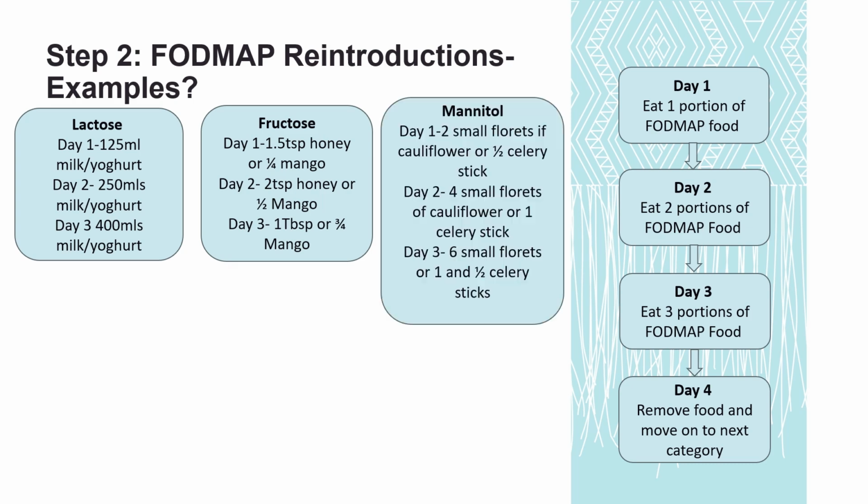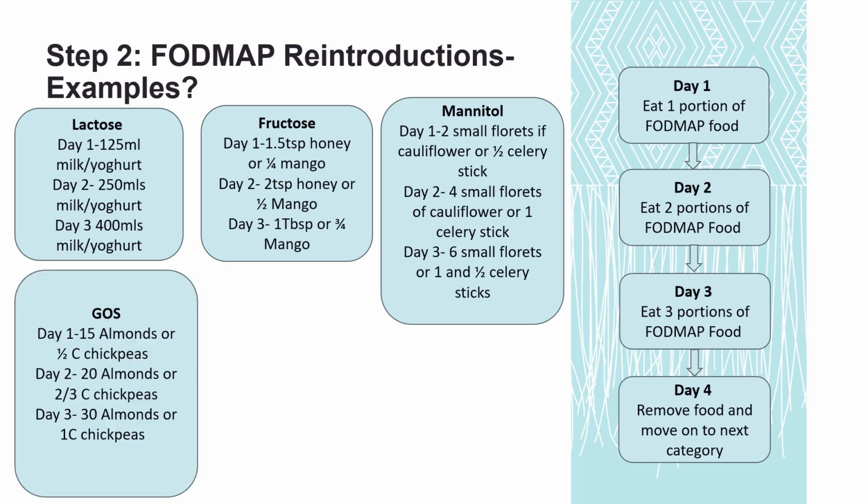Examples for mannitol are 2 small florets of cauliflower or half a celery stick for day 1. Day 2, 4 small florets of cauliflower or 1 celery stick. Day 3, 6 small florets of cauliflower or 1.5 celery sticks. Galacto-oligosaccharides. On day 1, we have 15 almonds or half a cup of chickpeas. Day 2, 20 almonds or 3/4 of a cup of chickpeas. Day 3, 30 almonds or 1 cup of chickpeas.